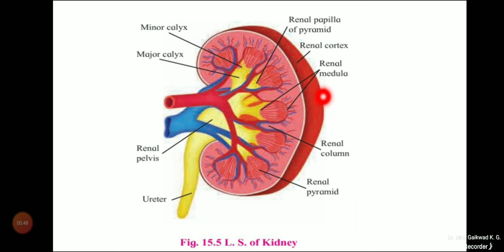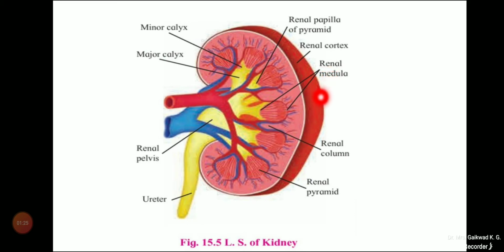Then what is the function of this renal fascia? The renal fascia's function is to anchor the kidney to the abdominal wall, as well as to the surrounding tissue. So as I said, the kidney is covered by 3 layers. The outermost layer is the renal fascia, which is made up of fibrous connective tissue. And the function of this renal fascia is to anchor the kidney to the abdominal wall as well as to the surrounding tissue.